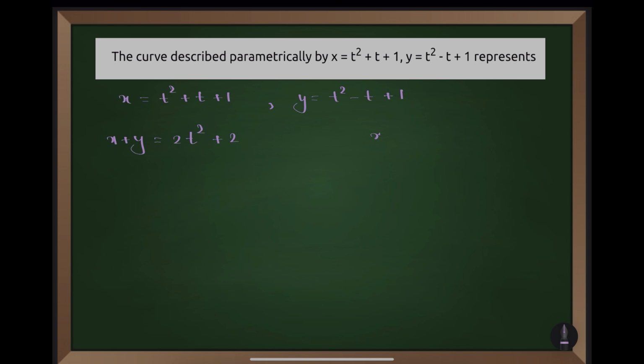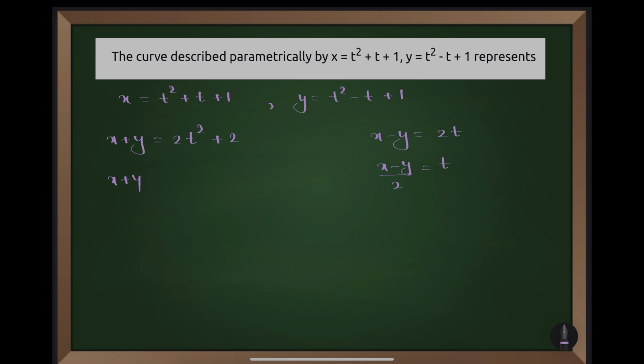If you go with subtract, x minus y will be equal to what? t square gone. Okay, you will be left with 2t. So you got the value of t as (x minus y) by 2. Okay, now you can substitute this value over there.